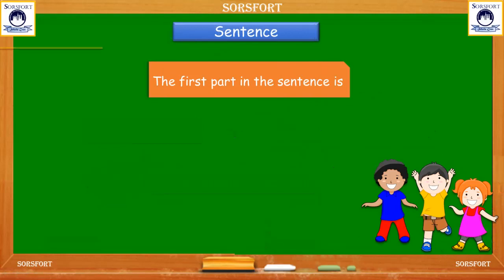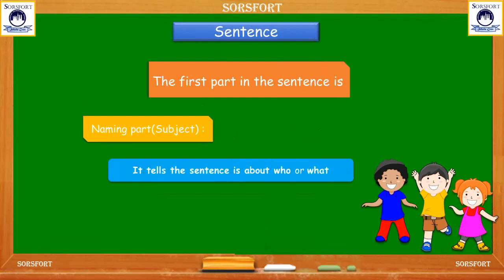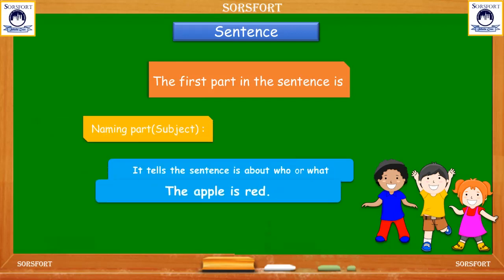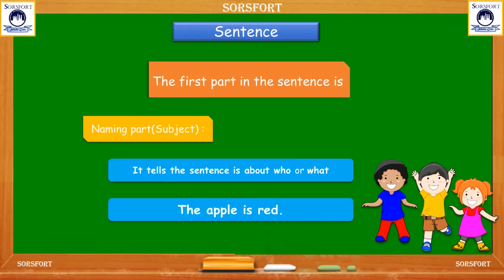The first part in the sentence is the naming part or subject. It tells the sentence is about who or what. So naming part is showing the sentence is about who or what. The apple is red. Here you can see the apple. This part is the subject or naming part because we are telling about an apple. How is the apple? Apple is red. So apple is the subject here.